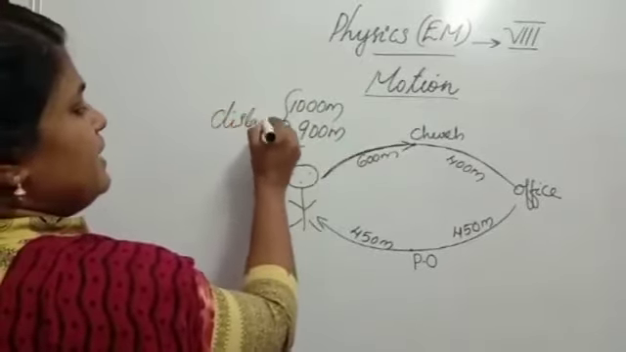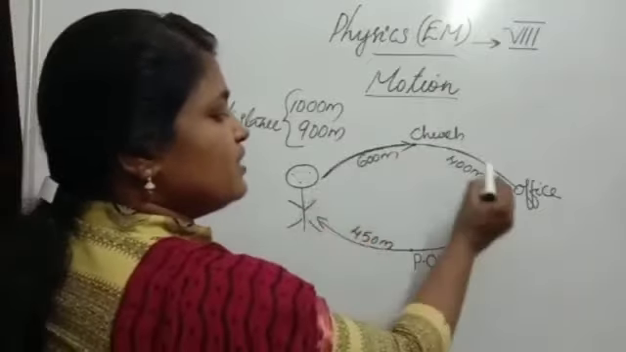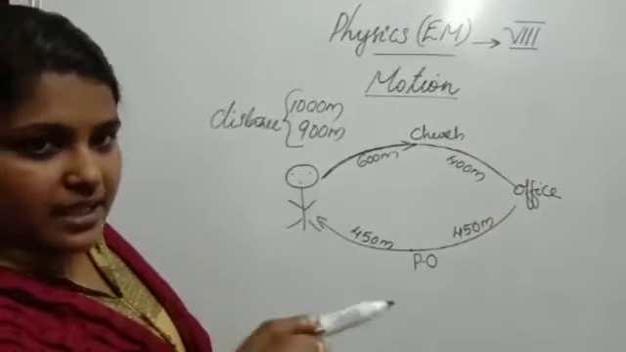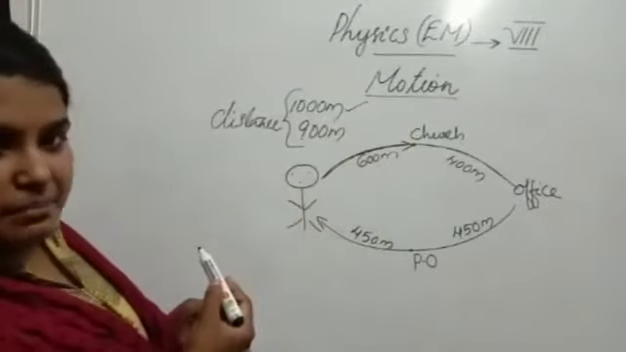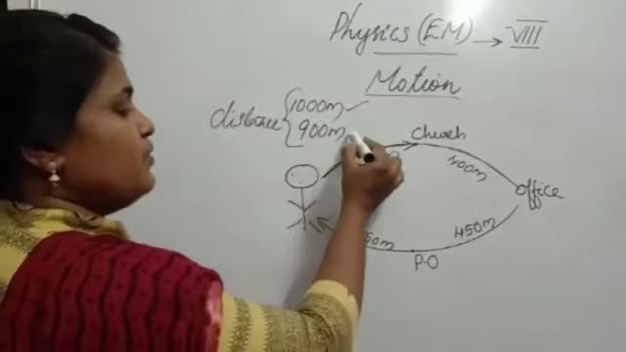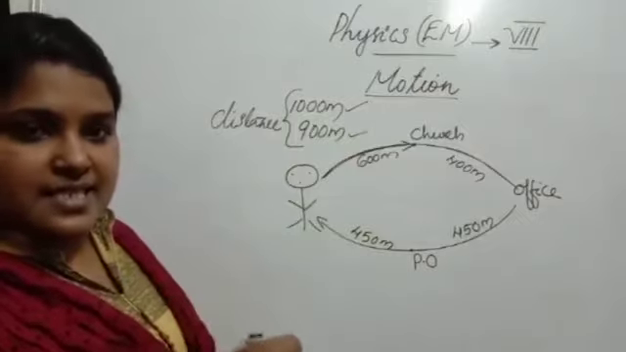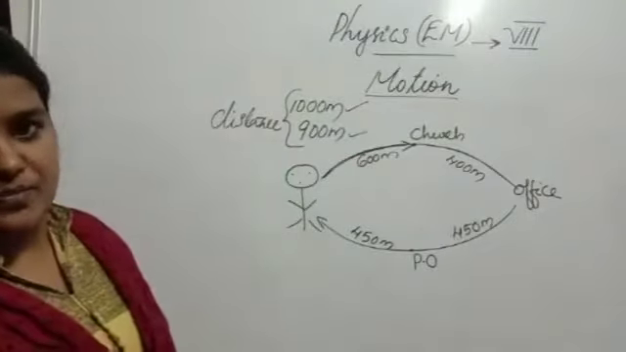Then what is meant by distance? Distance is the length of the path followed. In the morning he followed 1000 meter. In the evening when he returned home he followed 900 meter. So this is the distance. Distance is the length of the path followed by an object.